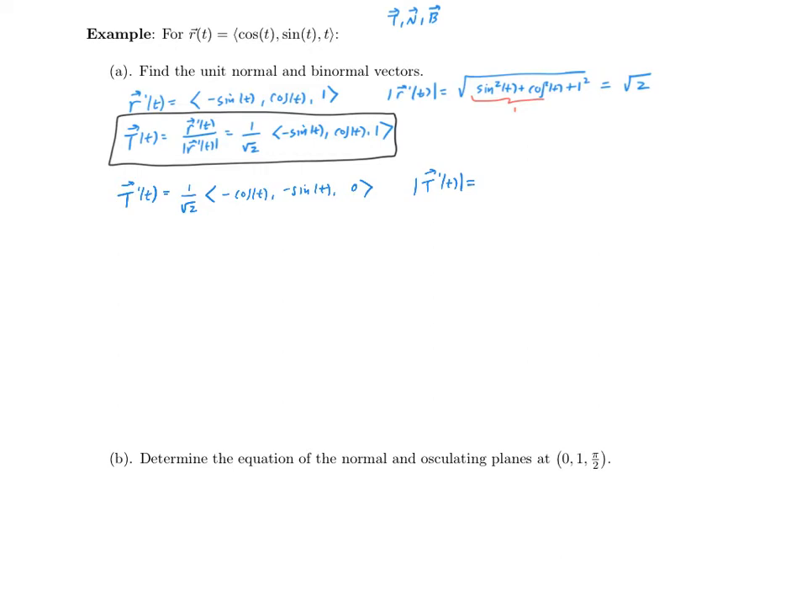And we also need the magnitude of T prime. And remember, if you have the magnitude of a constant times a vector, you would get the absolute value of that constant. And I'll add that in there. Note 1 over root 2 is positive. You do not need that absolute value. Times the length of the vector. So cosine squared plus sine squared. Cosine squared plus sine squared is 1. So the length of T prime is 1 over the square root of 2.